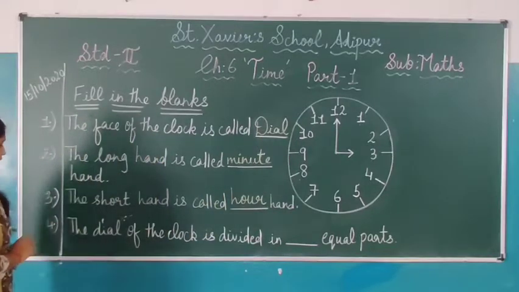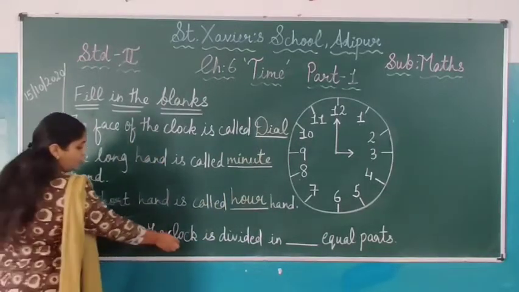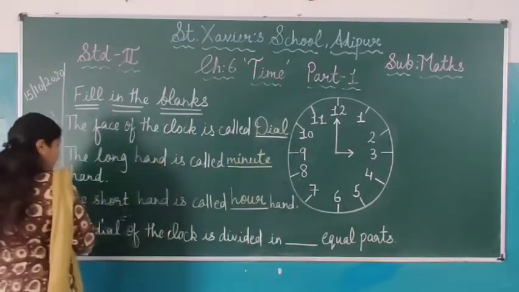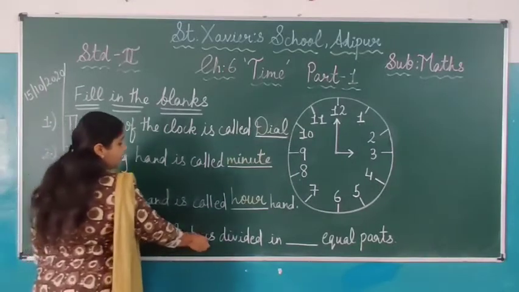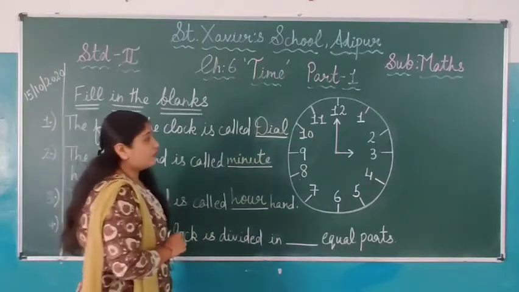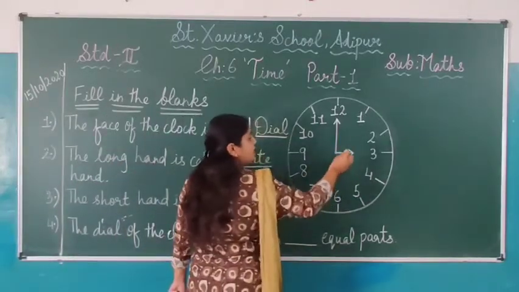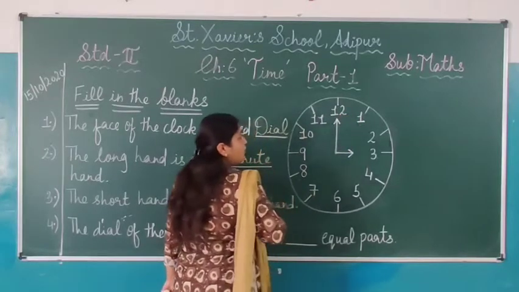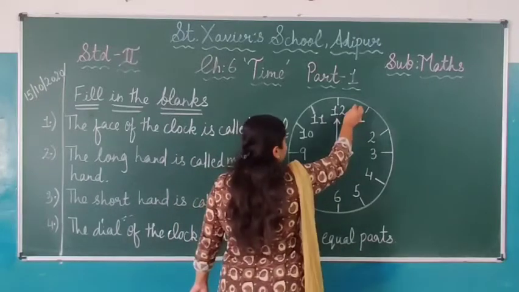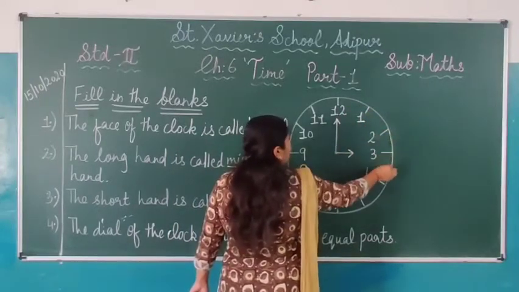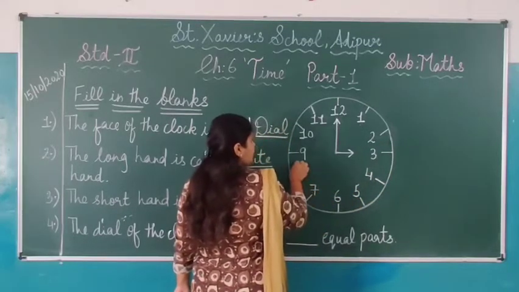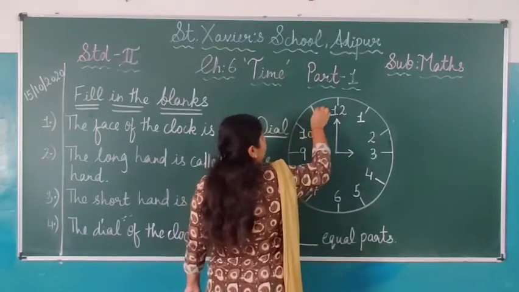Now the last one. The dial of the clock is divided in dash equal parts. Students, I already told you. देखो, ये अब हमने numbers लिखे, 1 से लिखे, 12 तक. So, अभी हम parts count करते हैं कितने parts. Okay, so first, second, third, fourth, fifth, sixth, seventh, eighth, ninth, tenth, eleventh, twelfth.